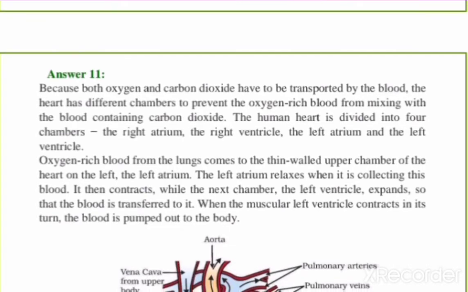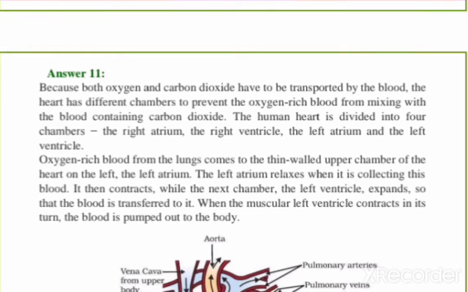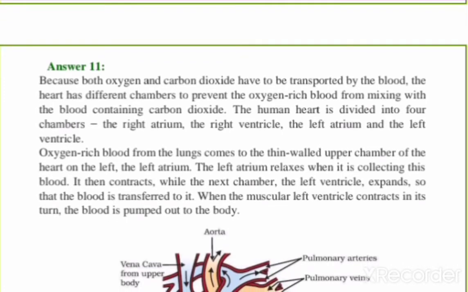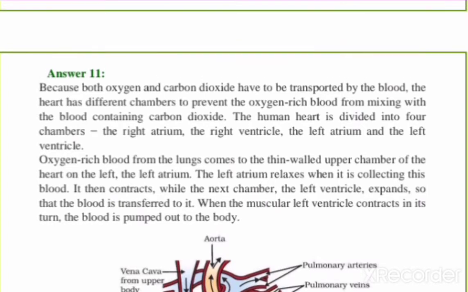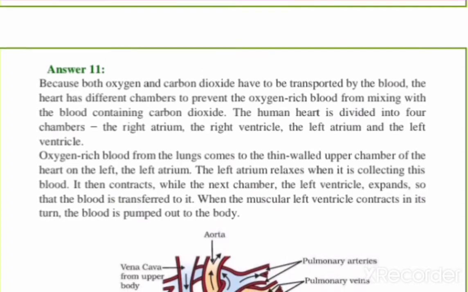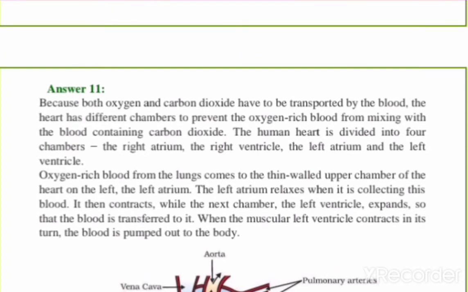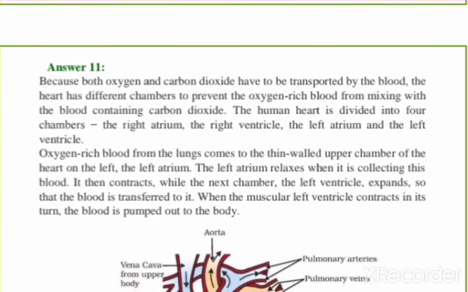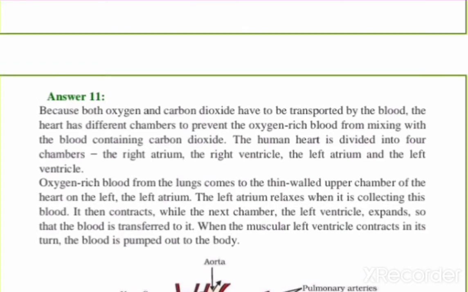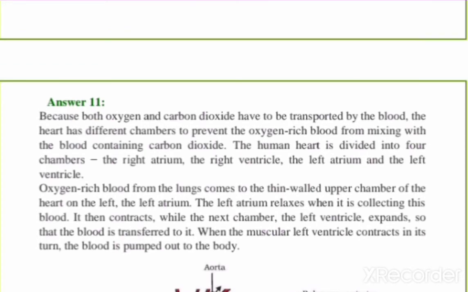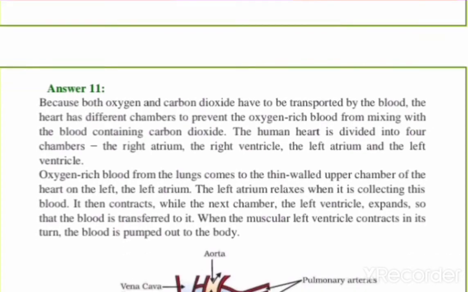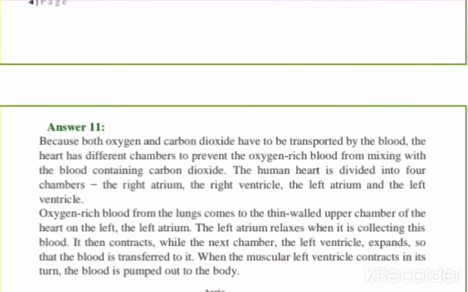The heart has different chambers to prevent oxygen rich blood from mixing with the blood containing carbon dioxide. The human heart is divided into 4 chambers: right atrium, right ventricle, left atrium, left ventricle. So 4 chambers are present in our heart. Oxygen rich blood is present in the left side of the heart and the deoxygenated blood is present in the right side of the heart. So left atrium relaxes and takes the oxygen rich blood from the lungs and transports this oxygen rich blood to all the parts of the body.